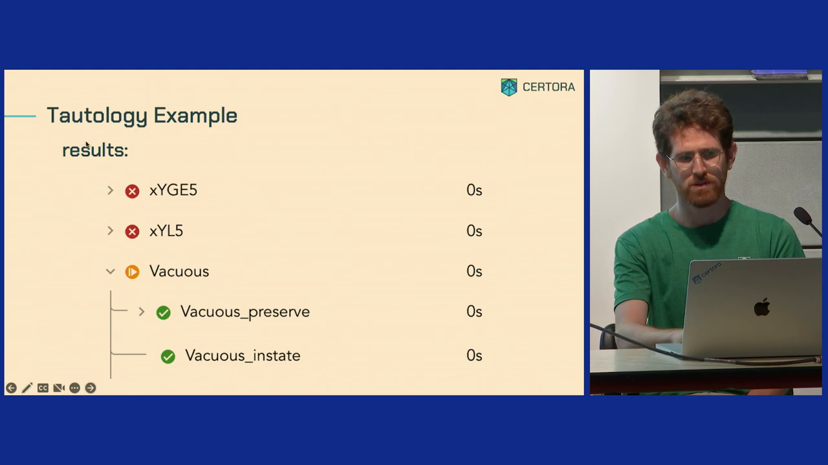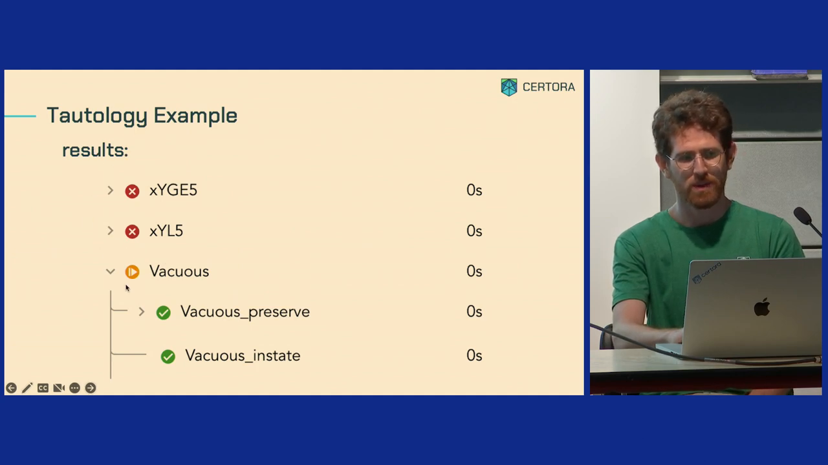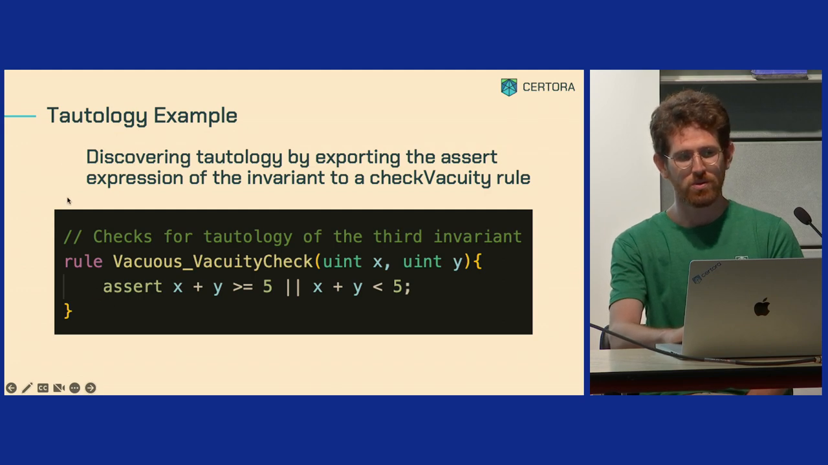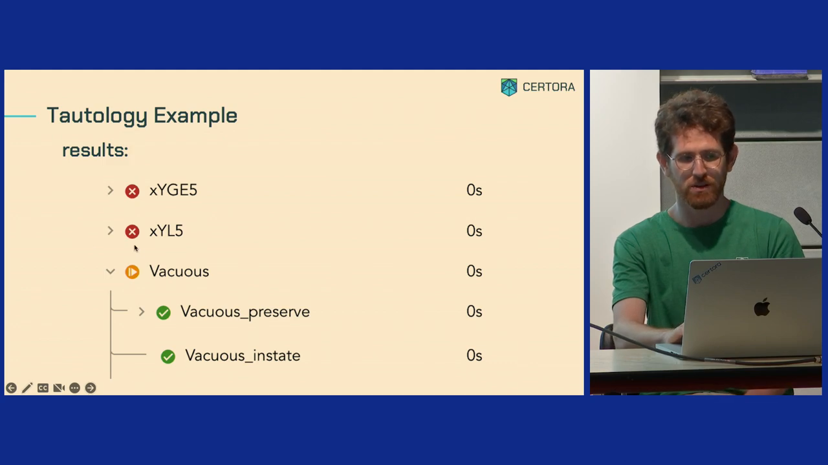Right. So this is the result of the run for these invariants, and the first two are failing for a specific counterexample. It doesn't really matter why. But what I want to look at is the vacuous invariant, which passes. And I think it's quite clear that it's a tautology, like we talked.